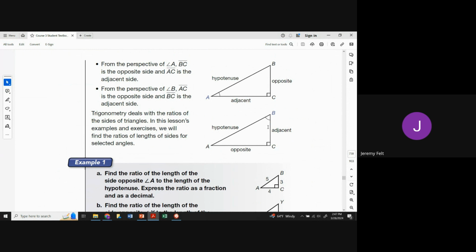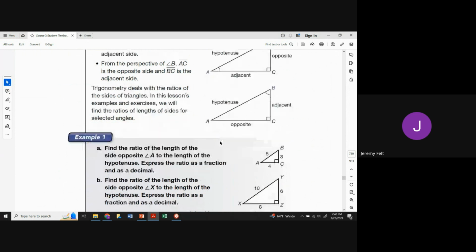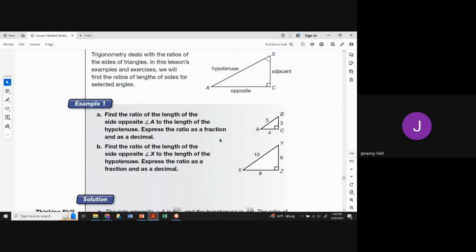Again, if we look at that same triangle but referencing angle B, now this side, AC, is opposite, BC is adjacent, and the hypotenuse remains unchanged. So we're looking at these two triangles, ABC and XYZ. Find the ratio of the length of the side opposite angle A to the length of the hypotenuse, and express it as a fraction.